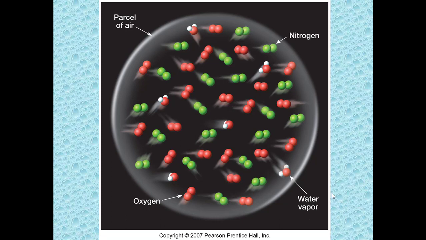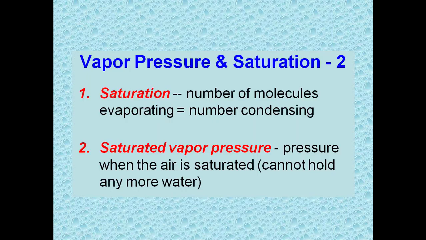Vapor pressure just says how much water vapor contributes to the total amount of pressure within this air parcel. Now we can take that a step further and talk about the saturated vapor pressure, which is just the vapor pressure when the air is saturated. Whereas when we talk about saturation, it is when the number of molecules evaporating equals the number of molecules that are condensing. So when we say that an air parcel is saturated, that means that it cannot hold any more water.